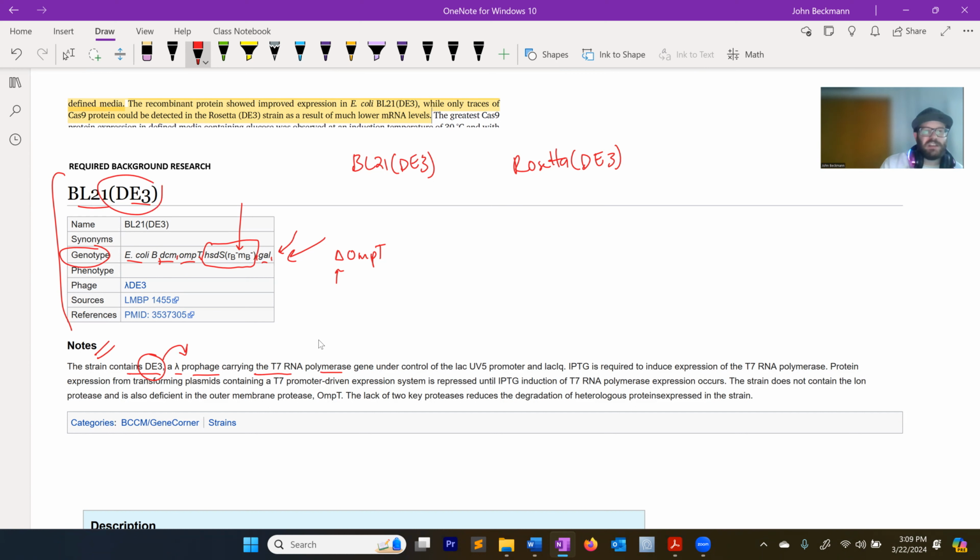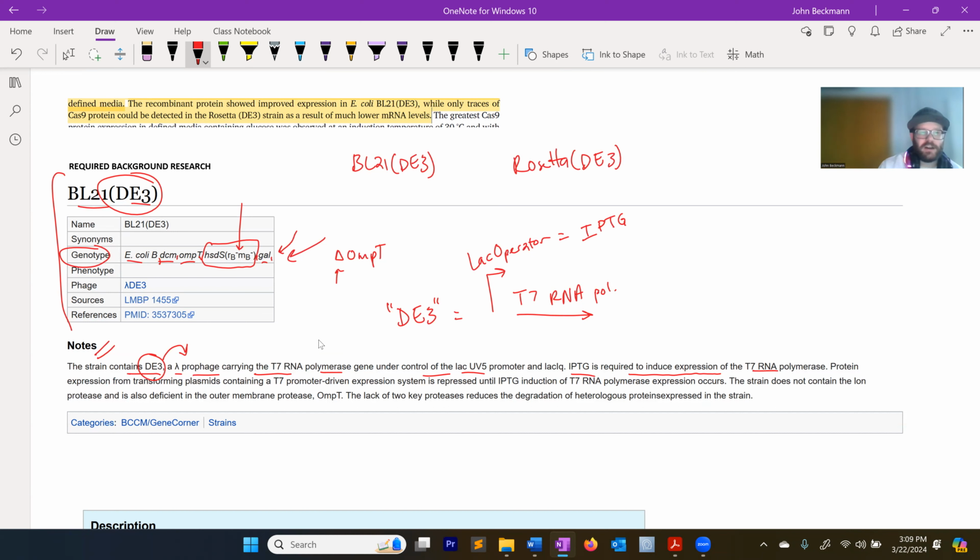So when you see DE3, that nomenclature means that it has an insertion of a lambda phage, which includes a gene called T7 RNA polymerase, okay? And this will become important later. And this gene is under the control of a lacUV5 promoter. So there's some promoter, which is essentially a variant of the lac operator. Okay, so we know that it's controlled by IPTG induction somehow, although it's a little bit more complicated. And so it says exactly that. It says IPTG is required to induce expression of the T7 RNA polymerase.